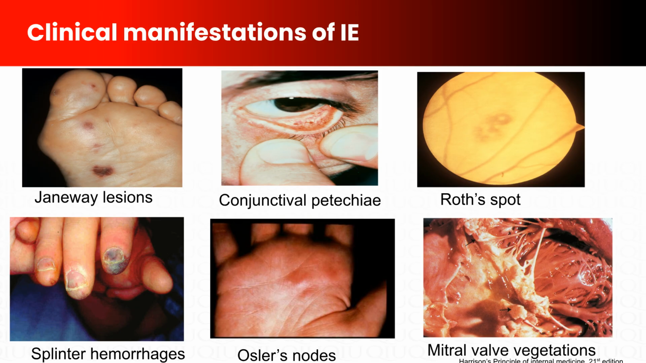Mitral valve vegetations are visible on echocardiography as irregular masses attached to the valve leaflets. Osler nodes appear as tender, raised nodules on the finger pads. Janeway lesions are flat, painless hemorrhagic lesions on the palms or soles. Remember the key distinction. Osler nodes are painful, Janeway lesions are painless. A helpful mnemonic, Osler equals ouch, because they hurt.